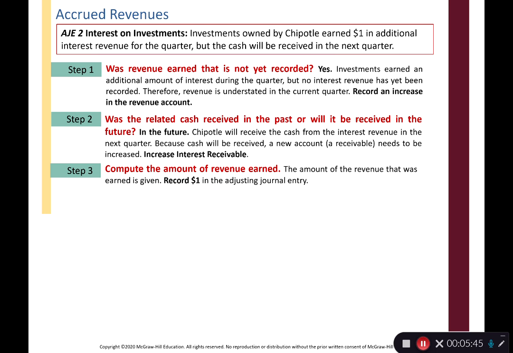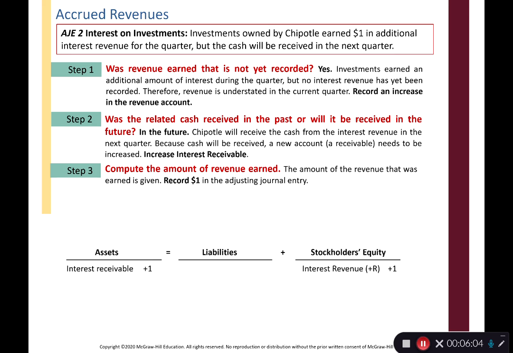Let's go through another example. Investments owned by Chipotle earned 1 in additional interest revenue for the quarter. So how are we going to record this? Well, this is an example of an accrued revenue. So it means we've earned it, but we haven't received it yet. So we'll start out with our accounting equation.